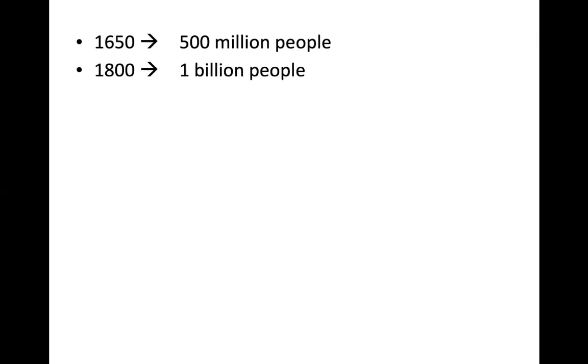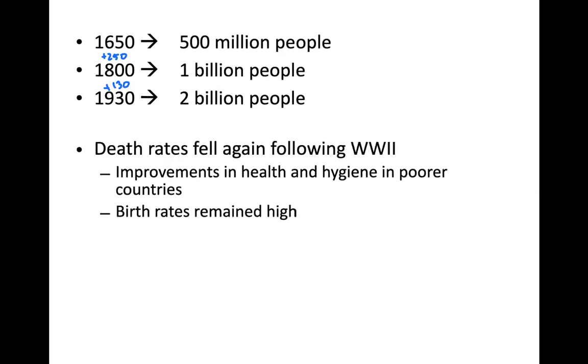In 1800, so 250 years later, we doubled that to 1 billion people. 1930, another 100 years after that, we doubled it again. So just look at half the time. There's 250 years here, and there's only 130 between the next doubling. So we are increasing at twice the rate in half the time, if that makes sense.